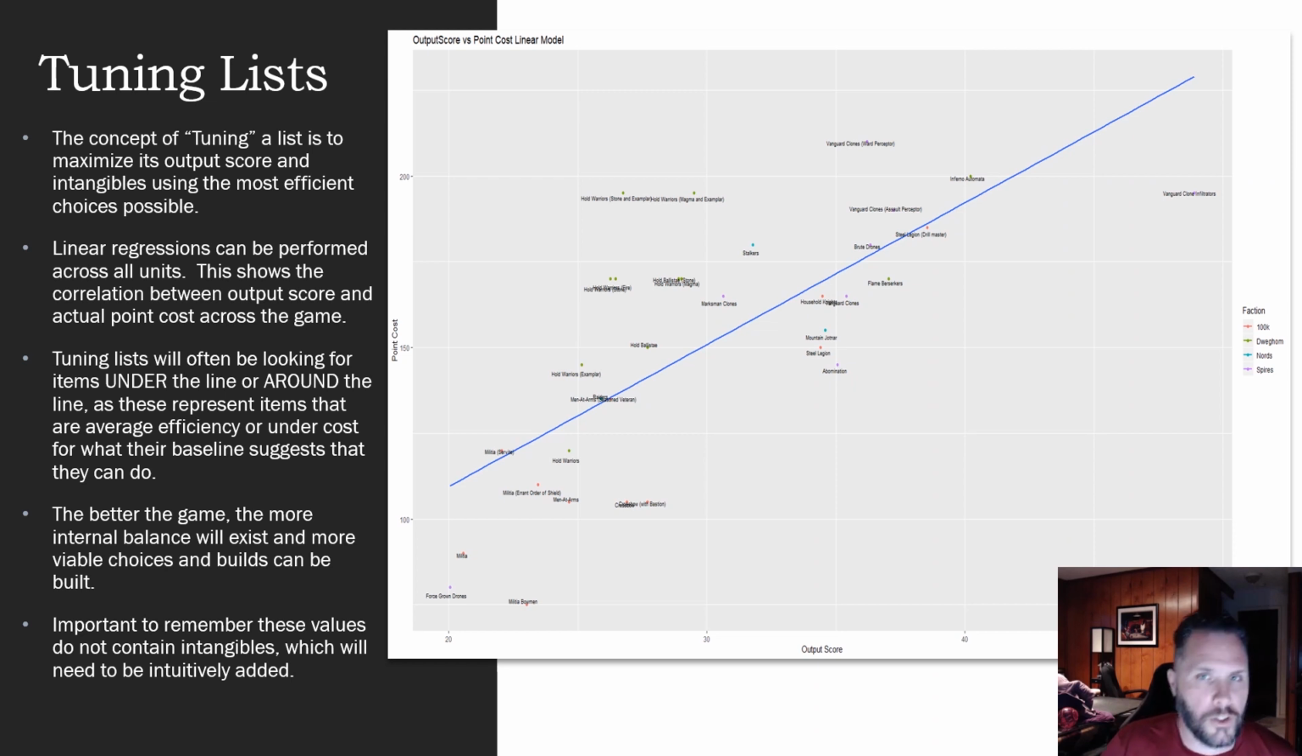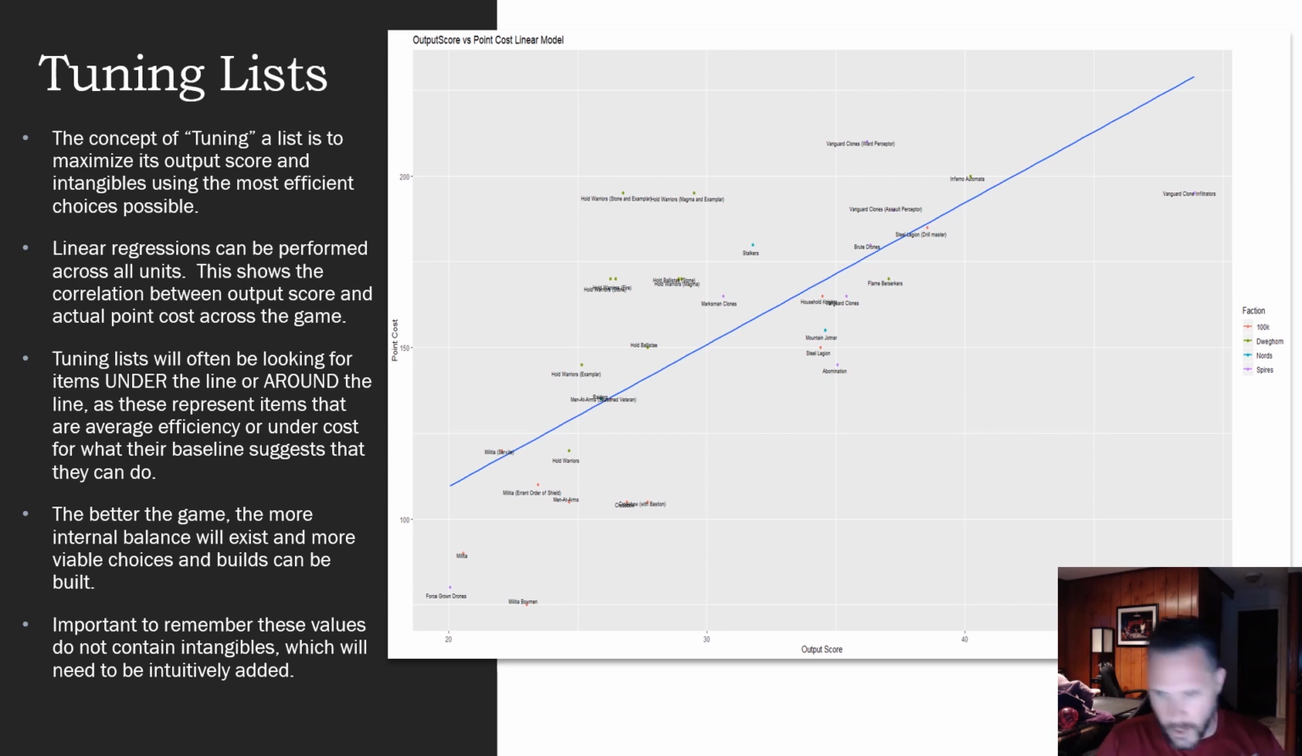Tuning lists, you'll hear this a lot. Tuning lists is basically saying I want to maximize my output score. I want to go into an event and I want to maximize the overall baseline mathematics of my list. I want to make it as finely tuned and powerful as I can. I know a lot of us have heard this term already, tuning.